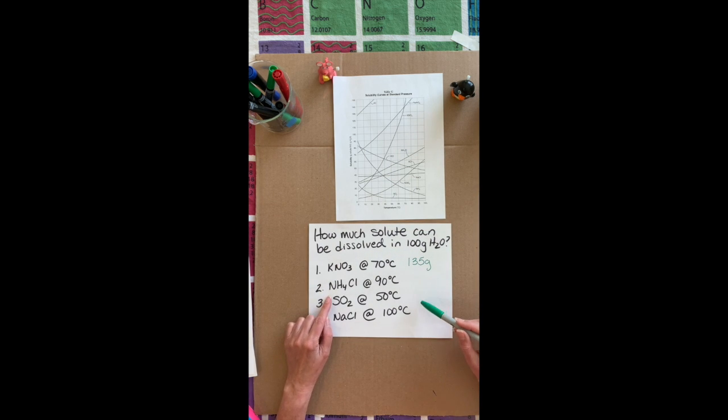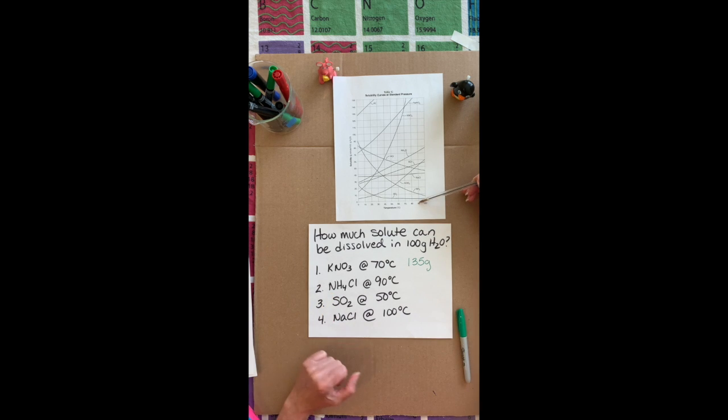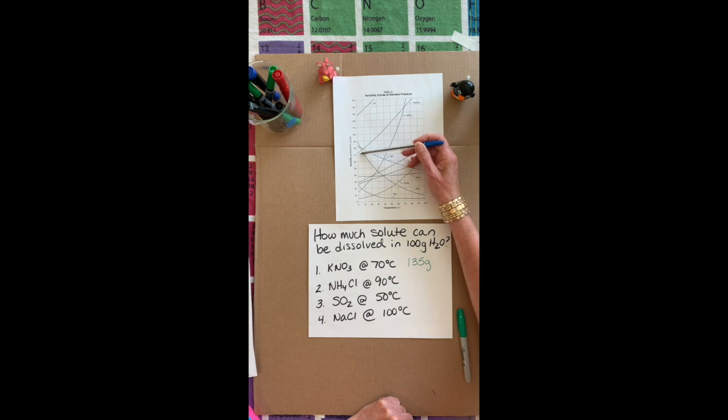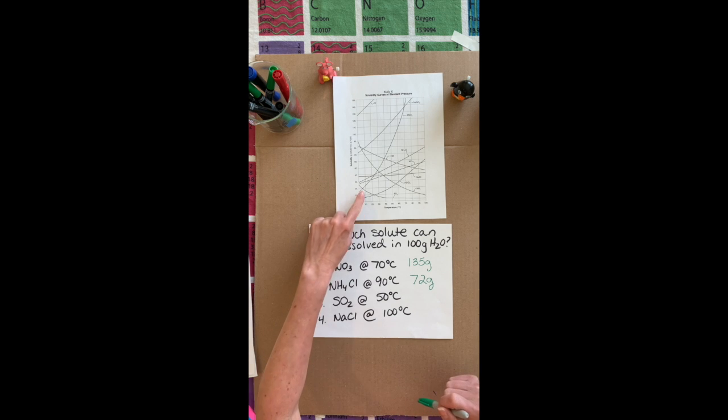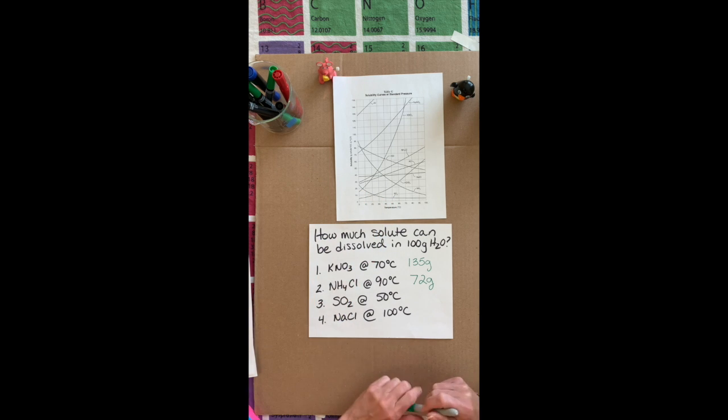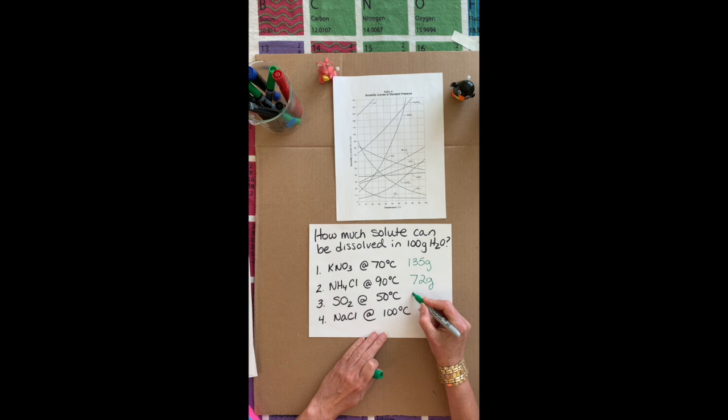Okay, let's look at the next example. Ammonium chloride. At 90 degrees Celsius, we're going to read up to the curve. Here it is. I'm going to read across, and we're looking at about 72 grams. All right, how about sulfur dioxide? There's the curve down here at 50 degrees Celsius. Reading up, not much to go here. It's only about 5 grams.